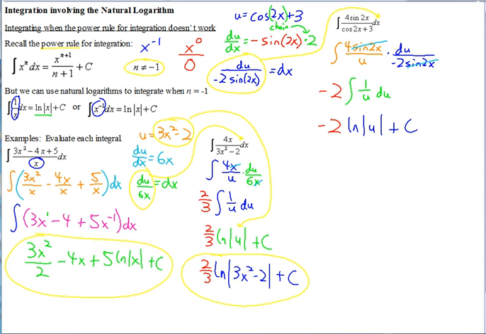However, it's not our final answer again because it's got u in there, and this is an indefinite integral, we want our answer back in terms of x. So again, what we do is we take what we say u equal to, which is cosine of 2x plus 3, and the last step is to substitute that in back in for u. So you get negative 2 times the natural log absolute value of cosine of 2x plus 3, and then plus our unknown constant c.